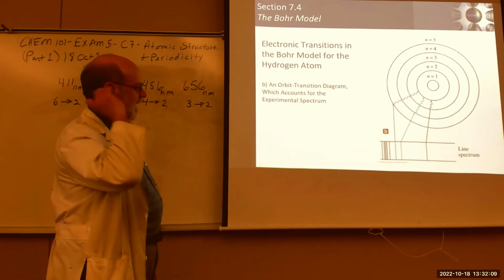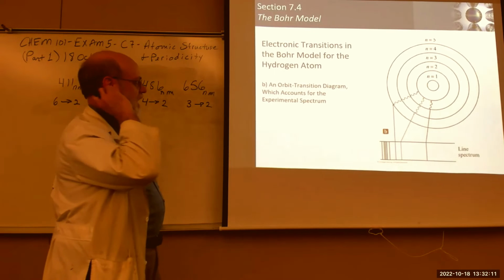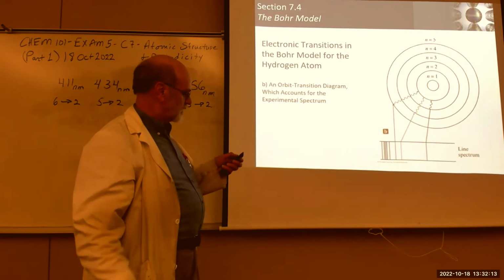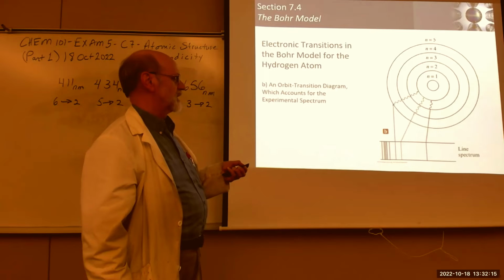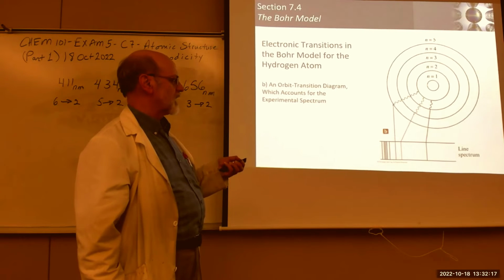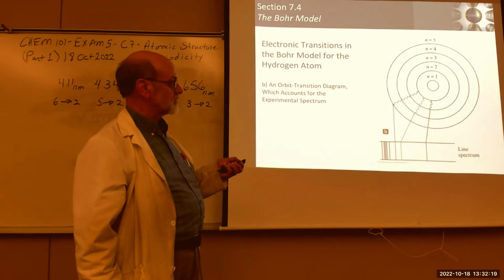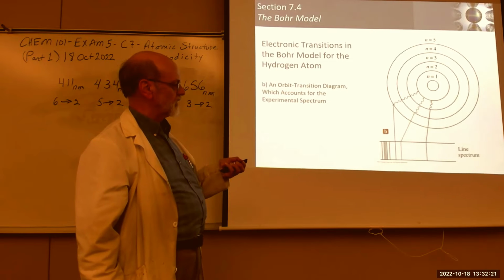Here's another way of looking at the atom, the Bohr model of the atom. This is the nucleus, I think. No, this is not the nucleus. This is energy level 1. The nucleus is right in here. It's so small we don't even put it on the diagram.